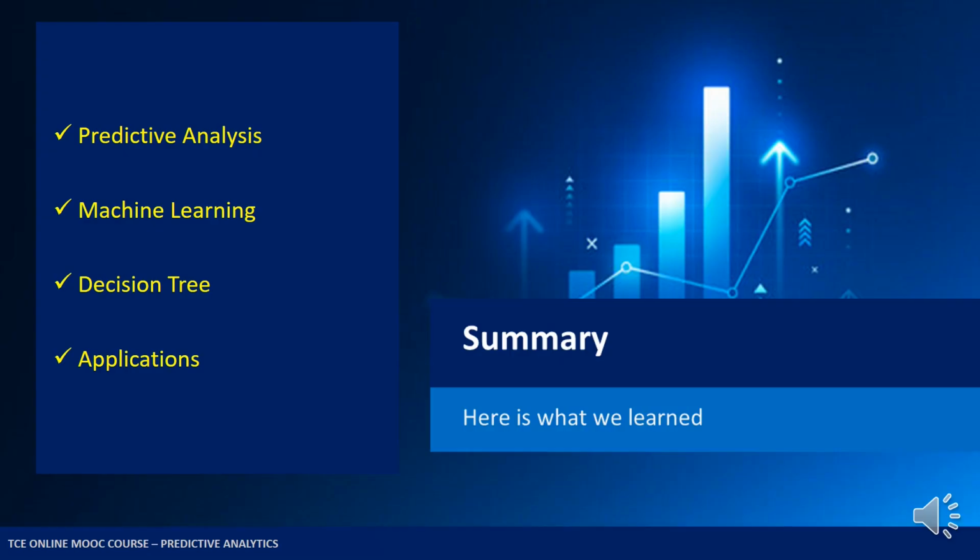Next, let us summarize what we have learned in this lecture. We started with predictive analytics. Predictive analytics uses historical data and analytics techniques to estimate future outcomes. We then reviewed machine learning. Machine learning allows computers to learn patterns from data. We discussed three major types of machine learning: supervised learning, unsupervised learning, and reinforcement learning. We learned that decision tree belongs to supervised learning.